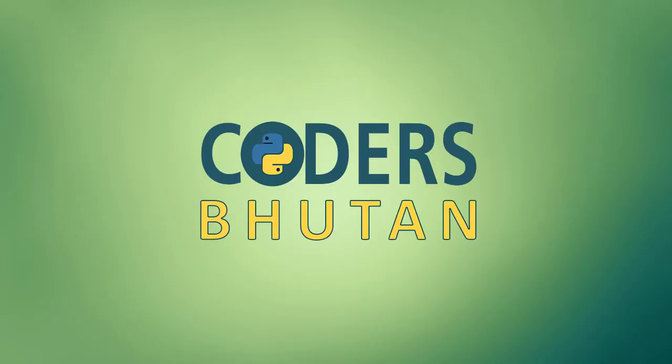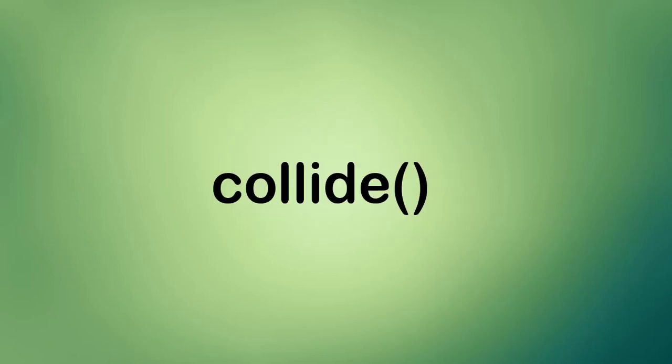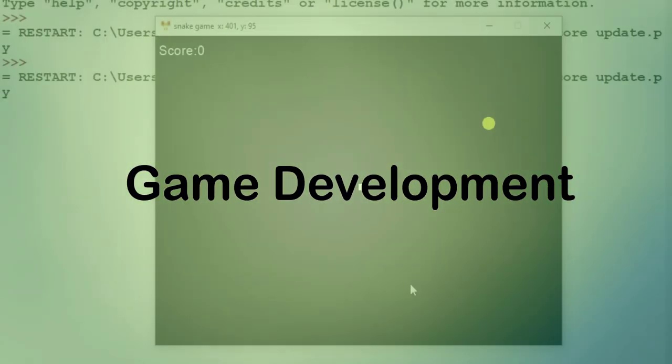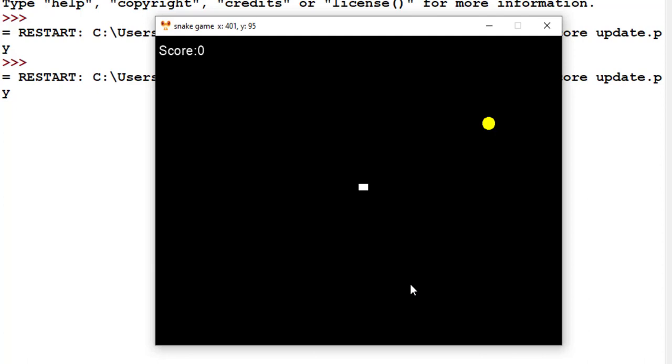So in this video lesson, I'm going to talk about the collide function and how to update the score in game development. For that, I'm going to do a simple project, a snake game, and this game works something like this. If I press any navigation key, it moves in that direction, and when I touch this gold coin, the gold coin gets hidden for some time and reappears in a random position. And the score gets updated.